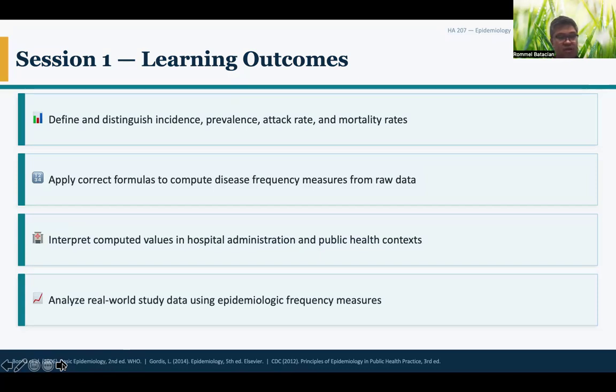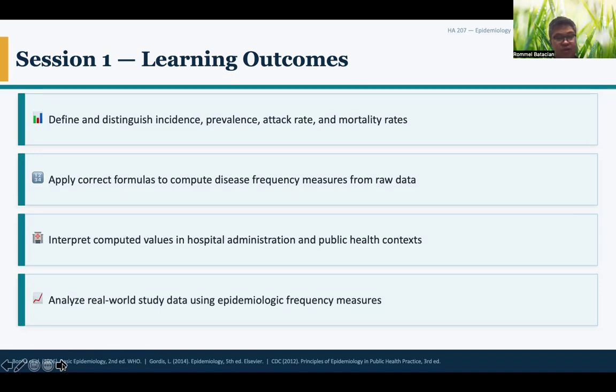Second, you'll apply the correct formulas to compute disease frequency measures from raw data. Computation is not optional. As future hospital administrators, you'll be reading health reports, surveillance data, and outbreak summaries. So math cannot escape even those working in the healthcare sector. You need to verify these numbers by yourself.